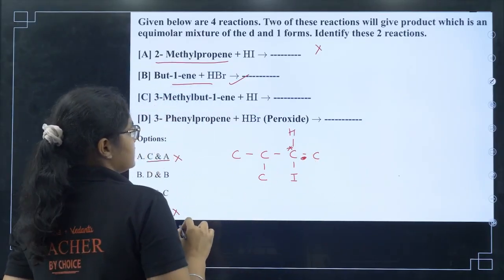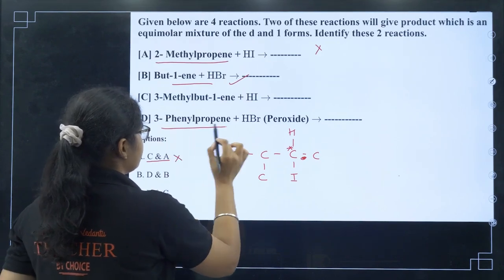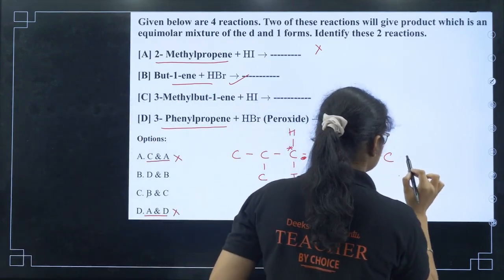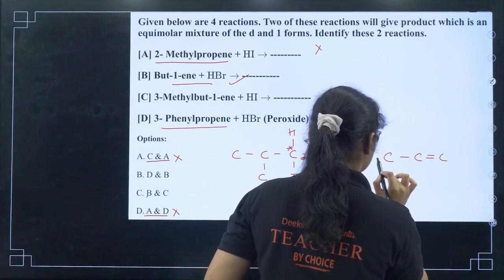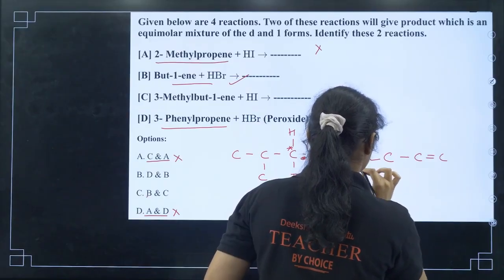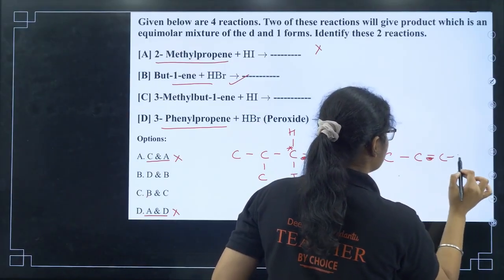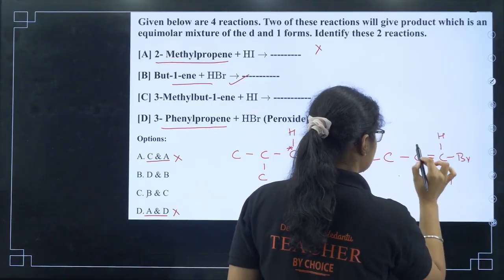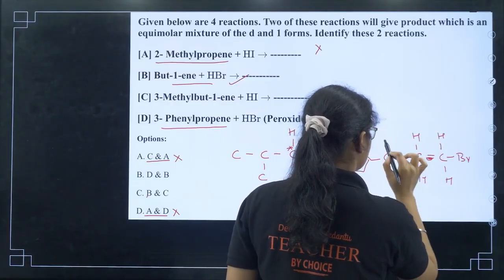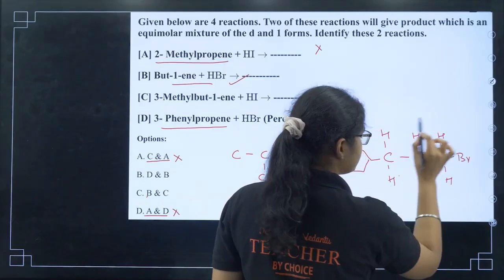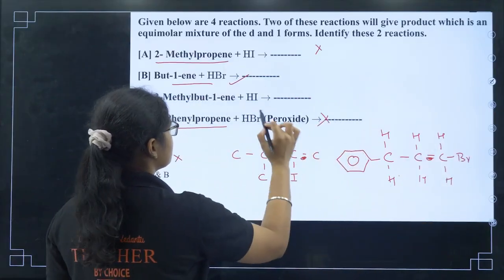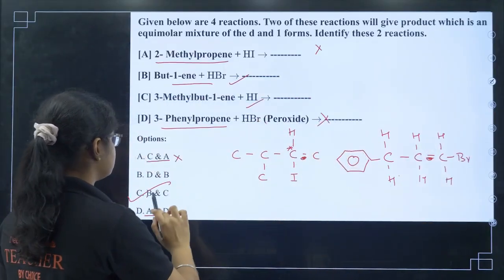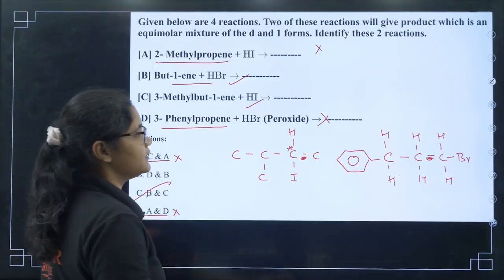Okay, definitely. Next, if I have 3-phenyl propene, like this, and you are adding bromine on this carbon, HBr peroxide. So you can see this carbon is having 2 hydrogen, this carbon is having 2 hydrogen, this carbon is also having 2 hydrogen. So there is no chiral carbon, so this is also not chiral, this is chiral. So B and C, that is option number C here.